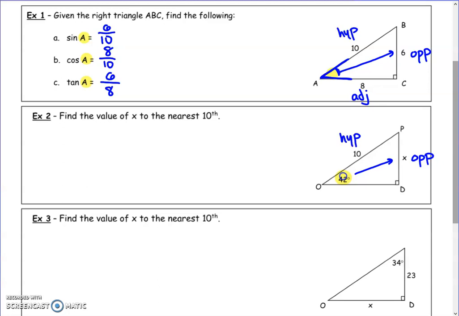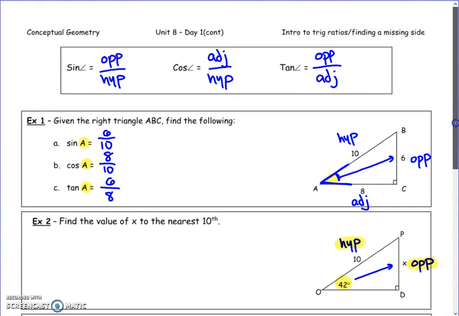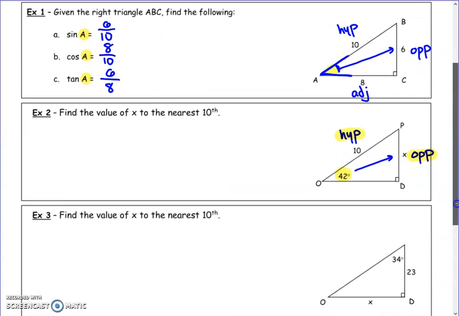So now, if I'm talking about opposite and hypotenuse, I have to look up above or have it memorized. Which one is opposite and hypotenuse? That would be sine. So since I'm using sine, I now need to create an equation. And here's how we create the equation.